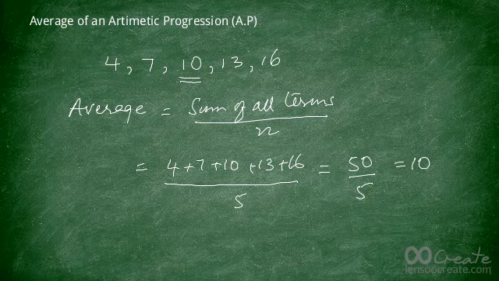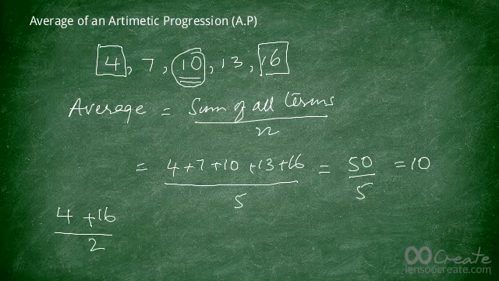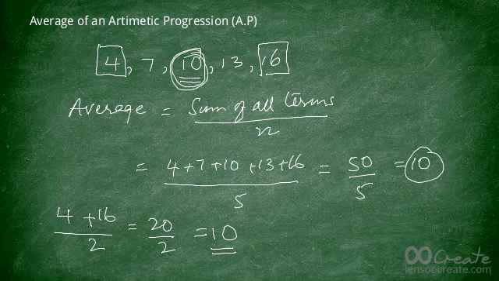It's a fact that for all arithmetic series, if the number of terms is odd, then the average is equal to the middle term itself. In other words, the average is equal to the median, and this works for all arithmetic progressions. You'll also notice something interesting: if I find the average of the first term, 4, and the last term, 16, that is 4 plus 16 divided by 2, I get 20 upon 2, which is also equal to 10, the average, and the middle term.